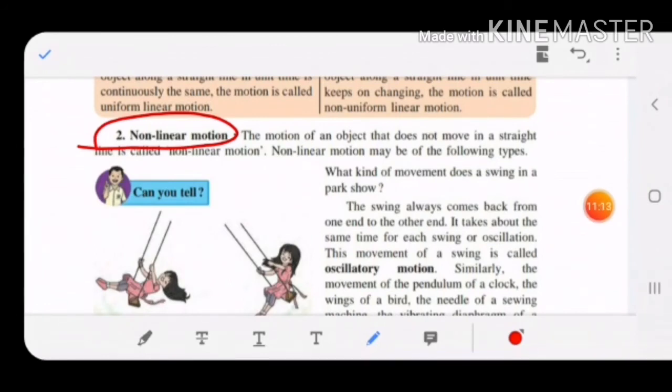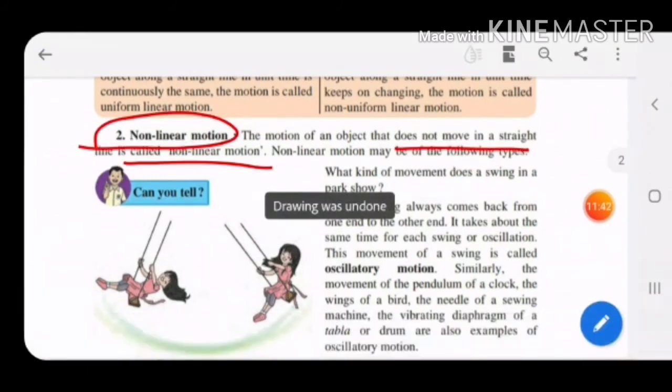Now what is non-linear motion, children? The motion of an object that does not move in a straight line is called non-linear motion. Non-linear motion is also of the following types. Children, linear motion means that motion which is along a straight line. Its two types we have seen, uniform and non-uniform linear. Now we are going to see non-linear. Non-linear means the motion of an object which does not move in a straight line. Now let us study some different types of motions under non-linear.